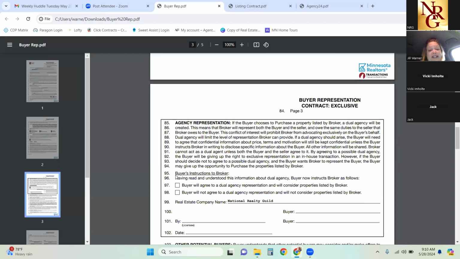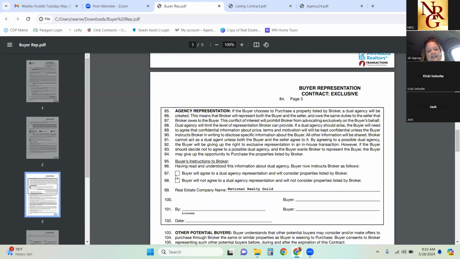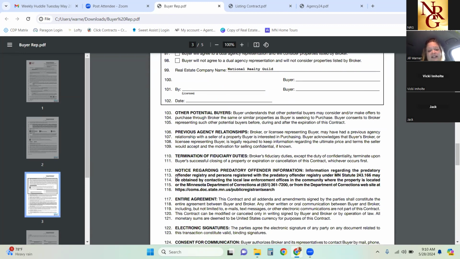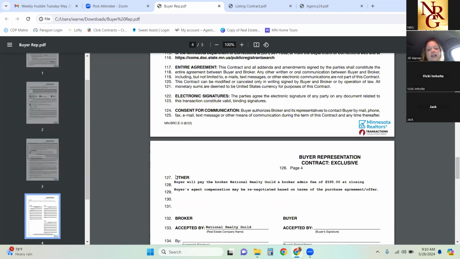Agency relationship, again, we went over that form already. This just basically goes over it one more time. And then it goes over the dual agency, so that way they do agree to the dual agency. You have to sign this, they have to sign it. Again, the state of Minnesota really just wants us to emphasize that dual agency.